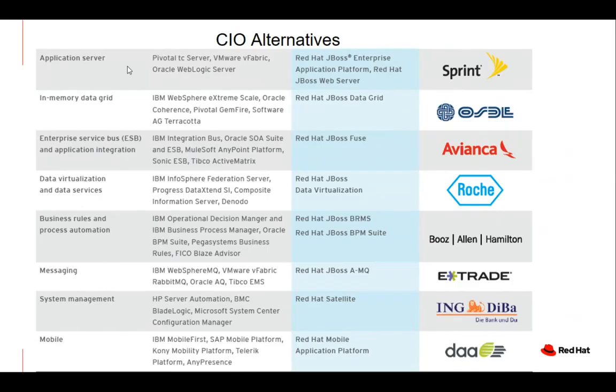Business rules and process automation. If the customer is using Pega systems or Oracle BPM suite, your answer from Red Hat would be Red Hat JBoss BRMS and Red Hat JBoss BPM suite.